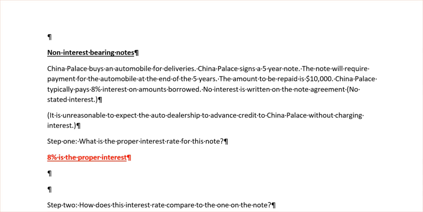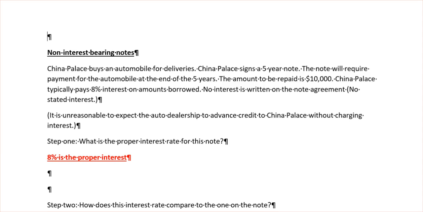So here, instead of doing a debit to cash, you're going to be doing a debit to an automobile. And the total amount of the payment that's going to be repaid is $10,000, but there is no interest. And the stated interest then would be zero. And in this situation, I'm going to use again market and reasonable as interchangeable. So I would say market rate in this case is 8% because that's the reasonable rate at which China Palace, given their riskiness, would be able to borrow funds.